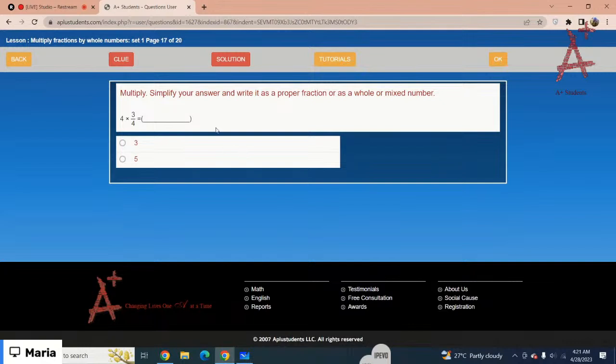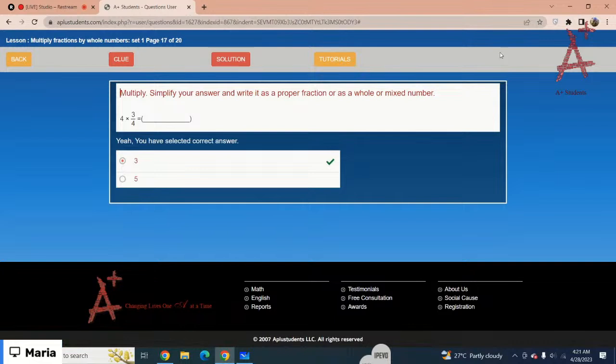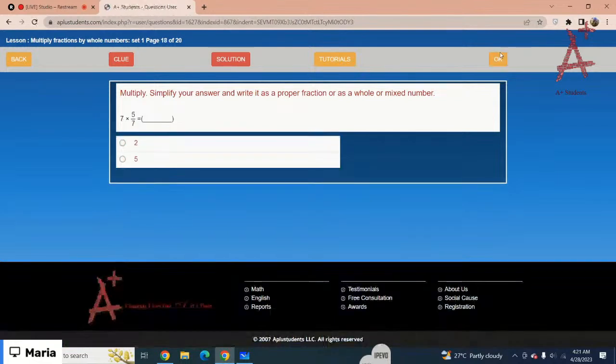Yes, you can cancel out the 4 and we are left with just 3. Okay, 7 times 5 by 7. So which is the correct option? Yes, you can cancel out the 7 and you're left with just 5. So the correct option is 5.